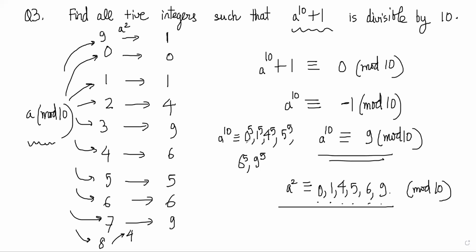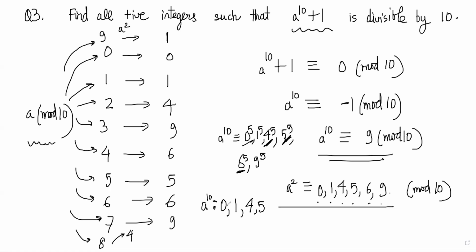So let's evaluate that. 0 power 5, so a power 10 is going to be 0. 1 power 5 will get a 1. 4 power 5, if you think about it, 4 cube is 64, then 256, and multiplied by 4 is 1024. So that is also 4 mod 10. And 5 power 5, 5 power 4 is 625. 5 power 5 is 3125. So that is also 5 mod 10.